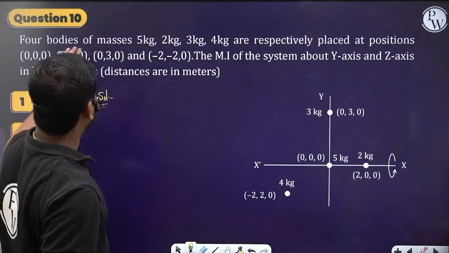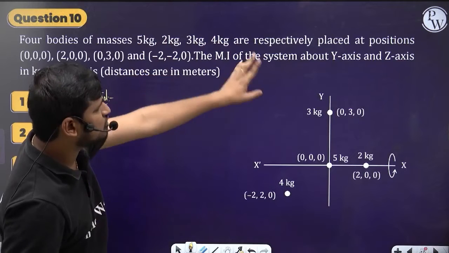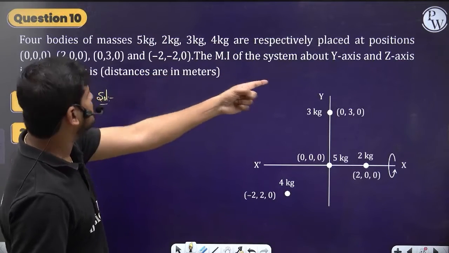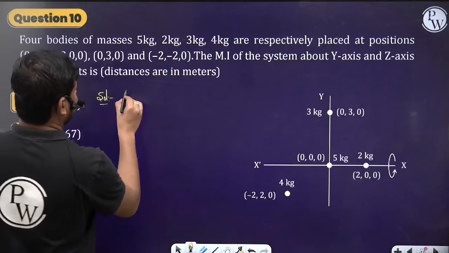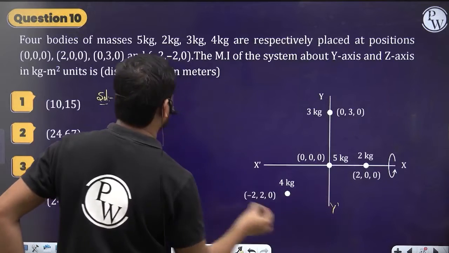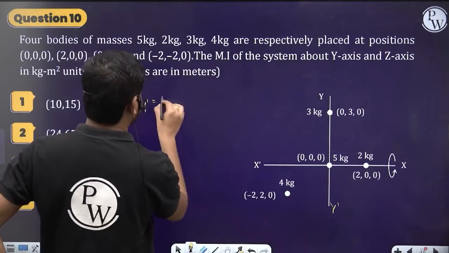So four bodies of masses 5 kg, 2 kg, 3 kg, 4 kg are placed. First we need the moment of inertia about the y axis and then about the z axis. Some points are given, so about the x axis and z axis. If you need about the y axis, let's take the y dash axis. First let's take the 3 kg body.